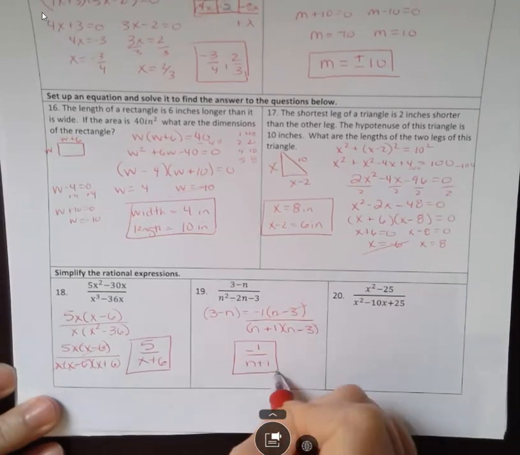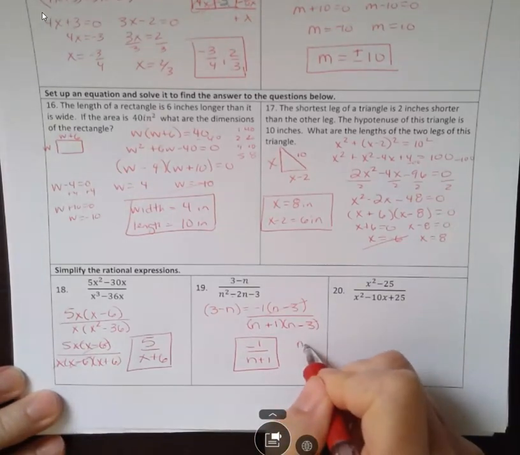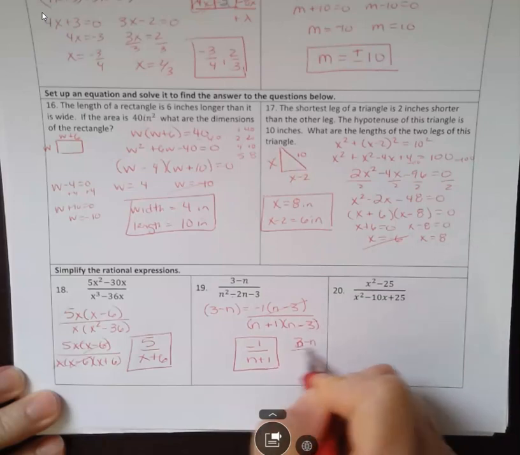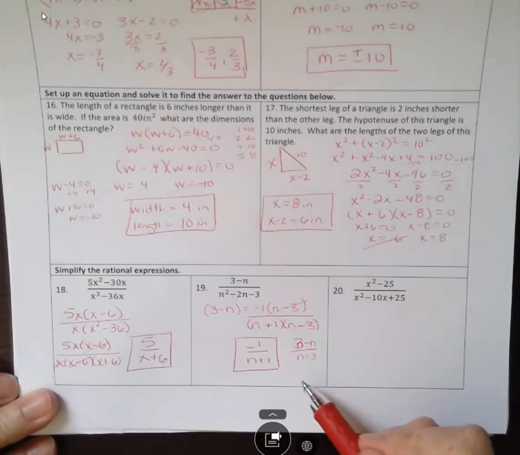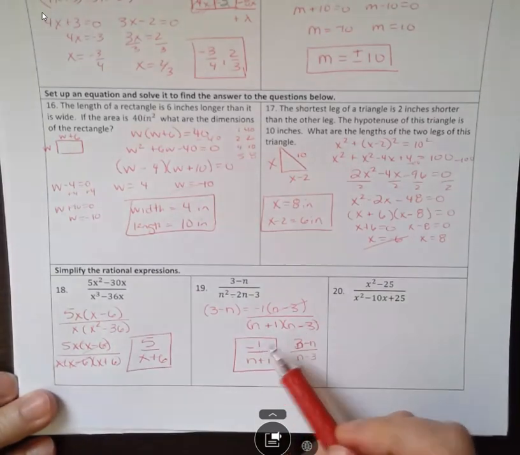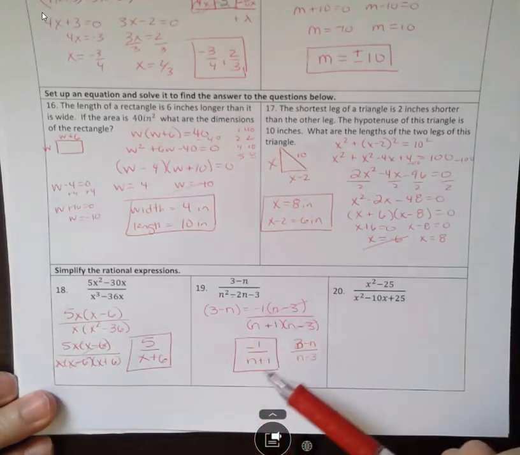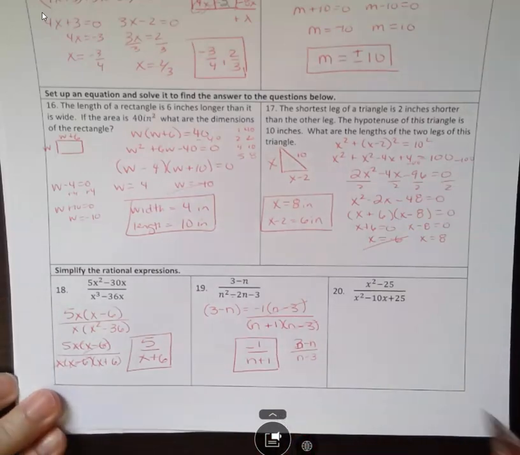I have a negative when I cancel opposites, so if you had something that looks like 3 minus n over n minus 3, you can't just cancel those. Those are opposites, and so that's what makes us have the negative 1. And if you factor out the negative 1 like I did, it's obvious. The only thing that's left is the n plus 1. It has to be on the bottom though, so we have to have a 1 on the top.